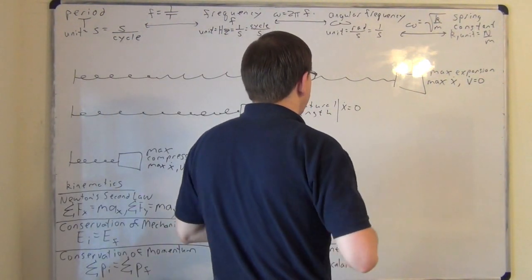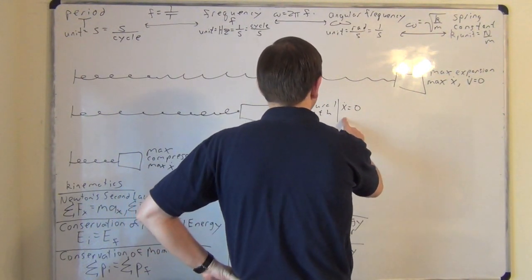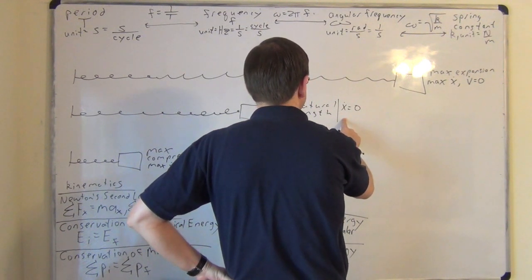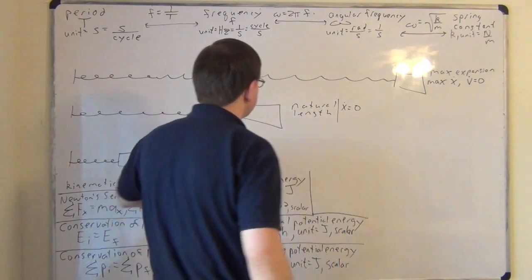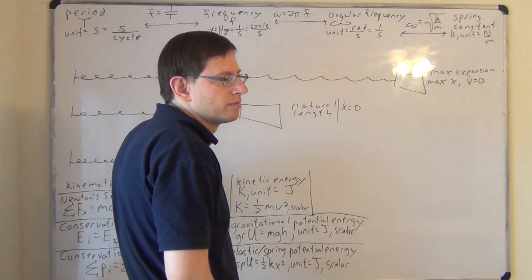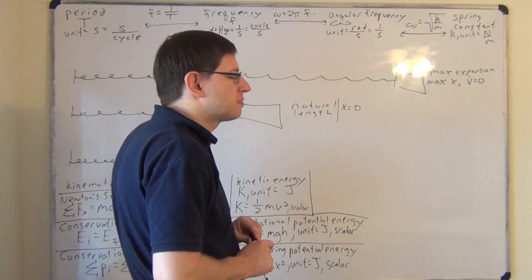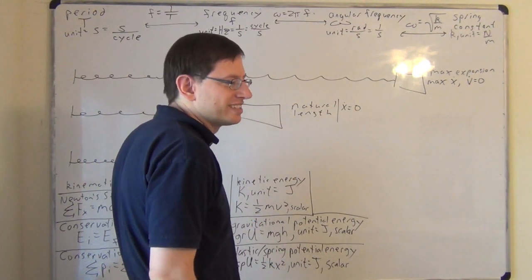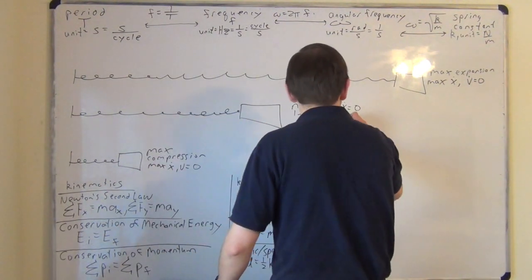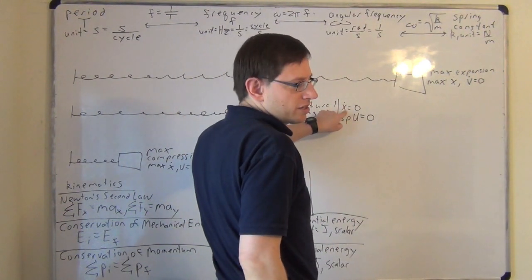So let's see, going to here, what can we say about the spring energy at this point? I should have been more specific and said the spring's potential energy. Yeah, zero. Good. Here's where the spring's energy is zero because x is zero.